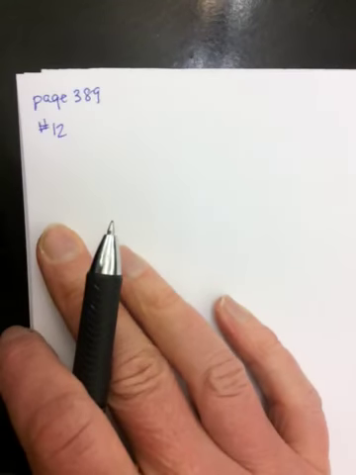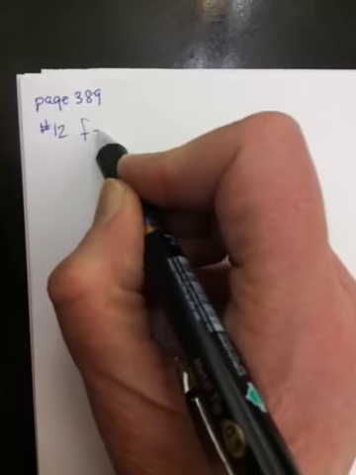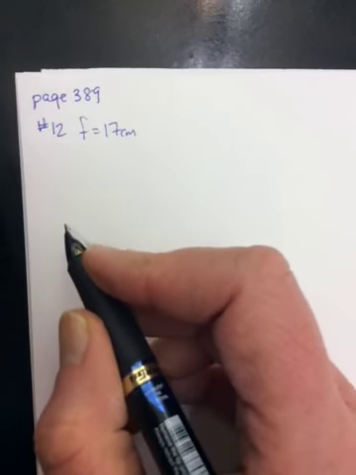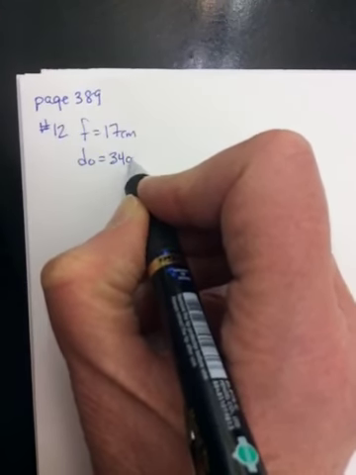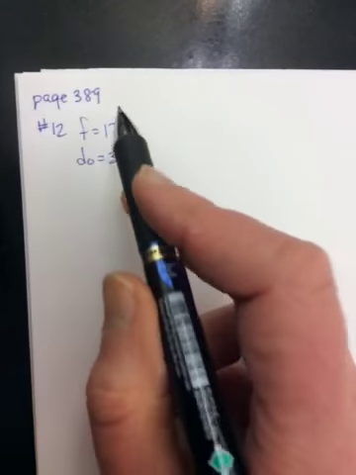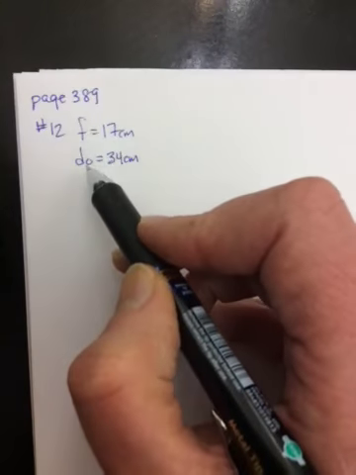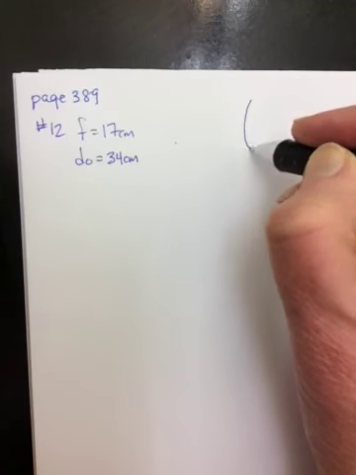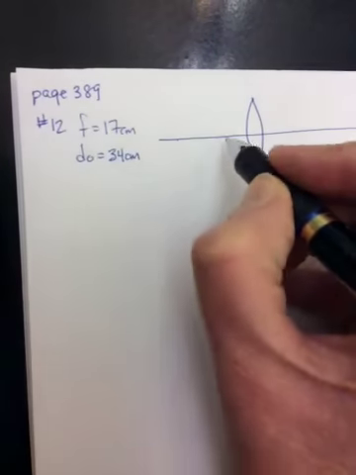So number 12, the focal length of a convex lens is 17 centimeters. So F is 17 centimeters. A candle is placed 34 centimeters in front of the lens. DO is 34 centimeters. Make a ray diagram to find the location of the image. Well, right away, I know that the image should be 34 centimeters on the other side because look, DO is 2F. And when the object is placed at 2F, the image is formed at 2F on the other side.